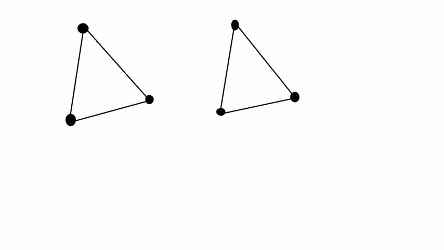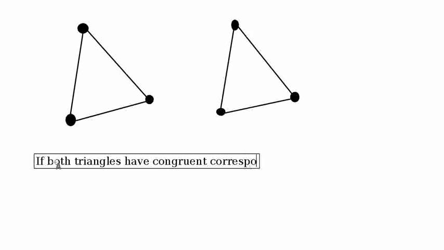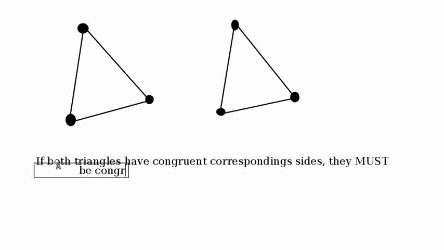However, it gets even better. Okay, here is what we're going to talk about. If both triangles have congruent corresponding sides, they must be congruent. Okay, let's get that clear. Now, it'll turn out that the corresponding angles will be congruent, and it'll turn out that the triangles are congruent.